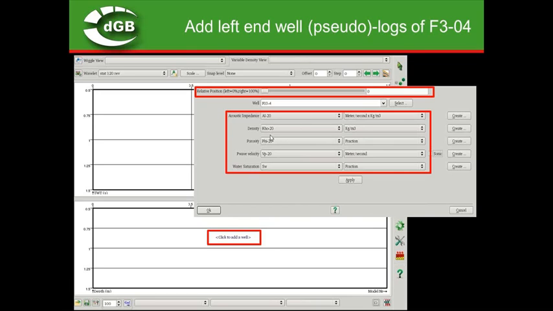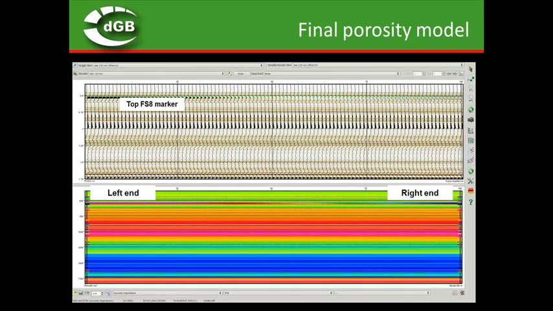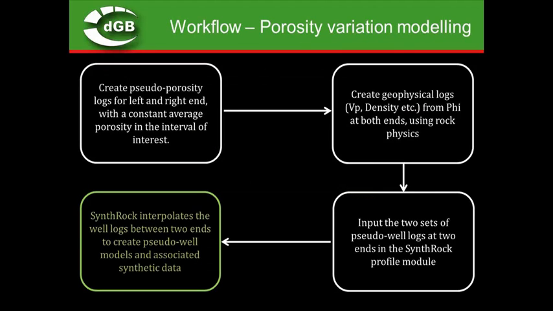Once we have done that, we can right-click at the right end to add a well. Now we specify its relative position, 100, i.e. the rightmost end. We use the same well again, but with various geophysical logs which have been created from a scaled porosity log having an average porosity of 40% in the interval of interest. Once you've done that, you will see your final porosity model, which will look like this, wherein you have your left end, your right end, and the corresponding synthetic seismic data in the upper part of the main profile window. Finally, SynthRock will interpolate the well logs between two ends to create pseudo-well models and associated synthetic data.